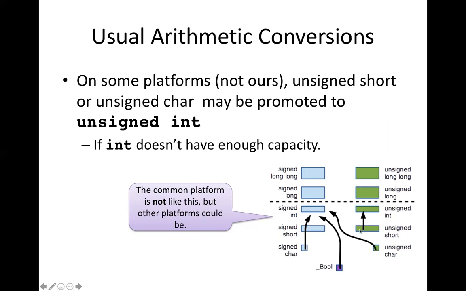If you had a system, and again, the common platform's not like this, but if unsigned short took just as much memory space as int, and you converted an unsigned short to an int, you would get overflow. So in that case, it's converted to the integer size type that can hold its value, which would mean unsigned int. It would stay as an unsigned int because signed int couldn't necessarily hold the value stored in an unsigned short. That would only be true if unsigned short was just as big as an int.